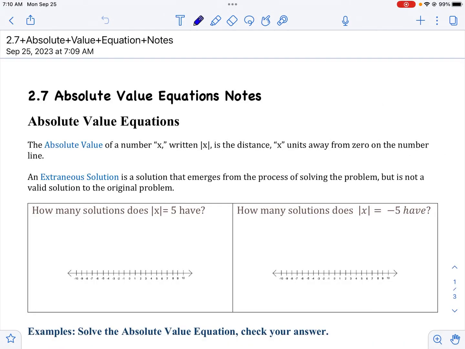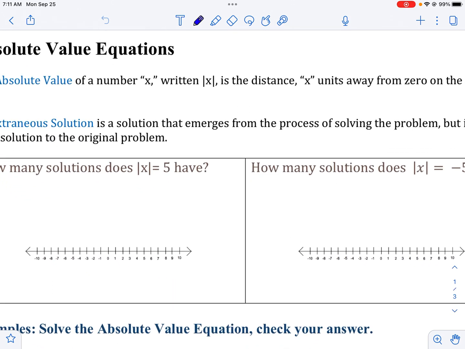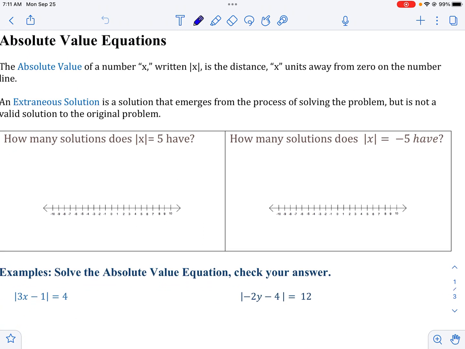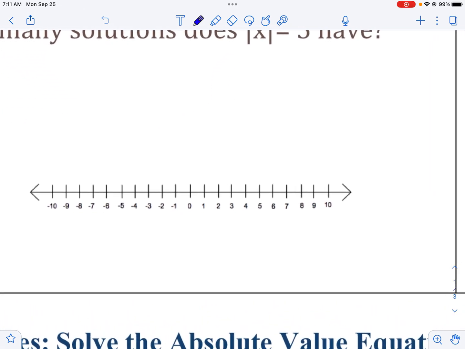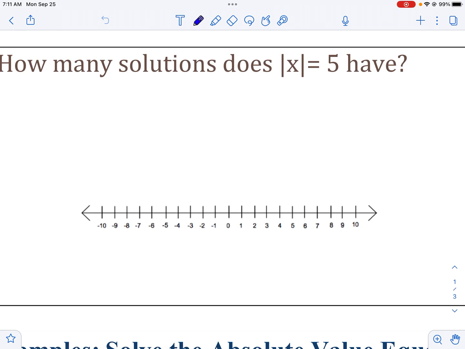So today in our notes, we're going to talk about absolute value equations. If you remember, absolute value is the distance from zero that any number is on the number line. So we'll use two examples to remind you what that means. If you say the absolute value of x is equal to 5, and you look at this number line, if this is 0 right here, then where would I have 5 spaces away? So 1, 2, 3, 4, 5.